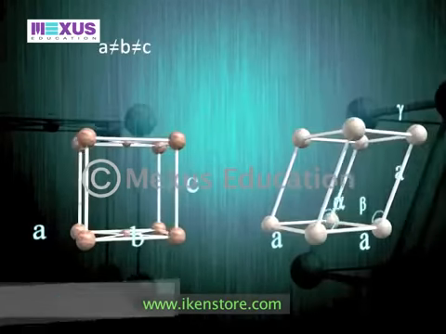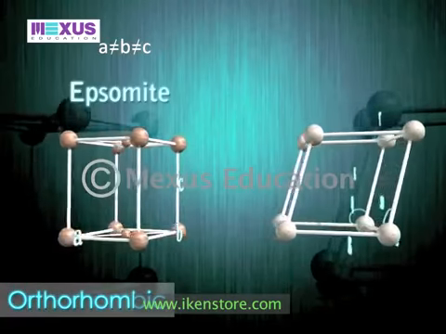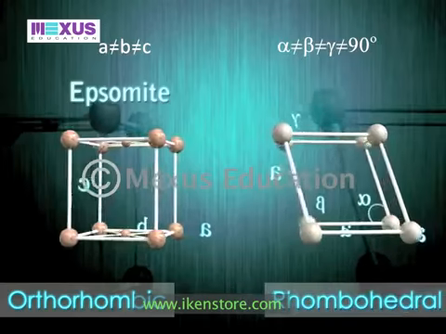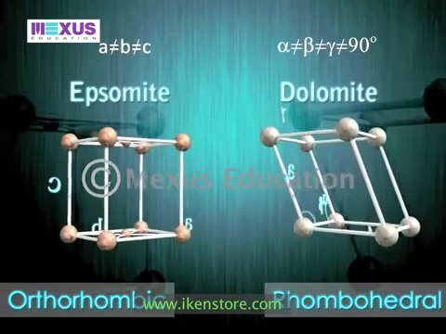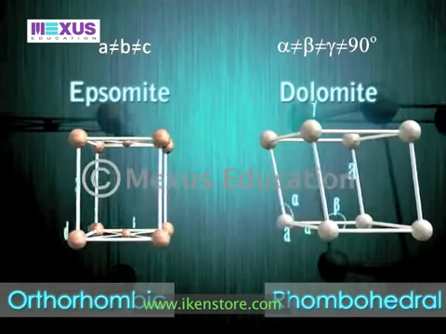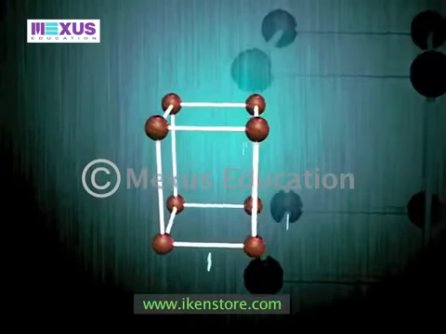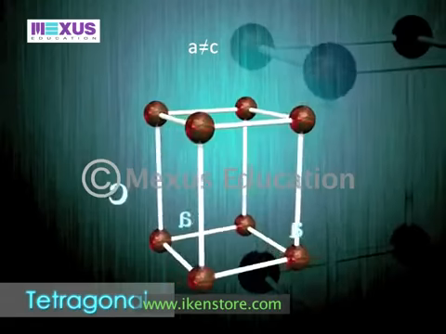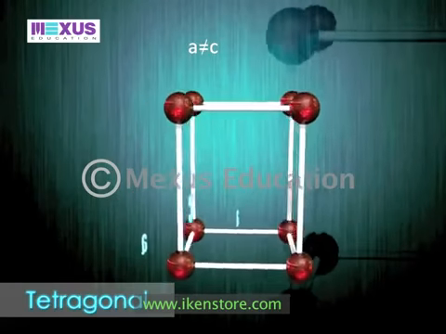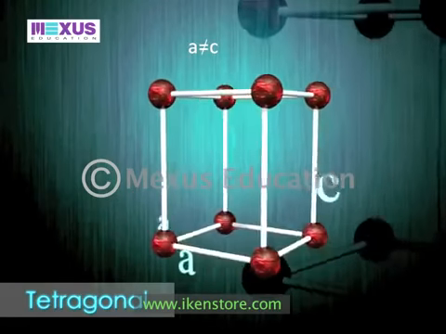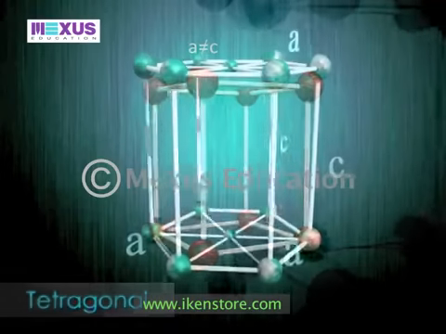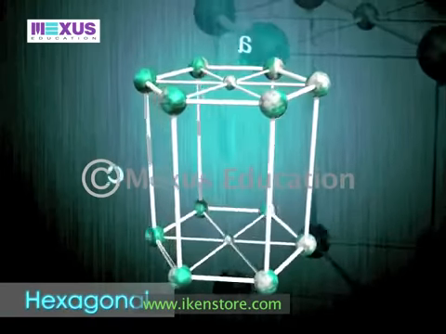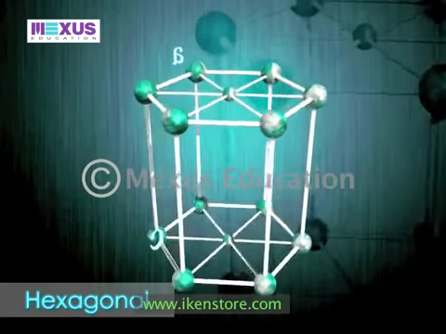The orthorhombic is another system, and epsomite is an example of it, whereas dolomite is an example of the rhombohedral system. Zircon is an example of the tetragonal lattice system. Next is the hexagonal lattice system. Beryl is an example of this.